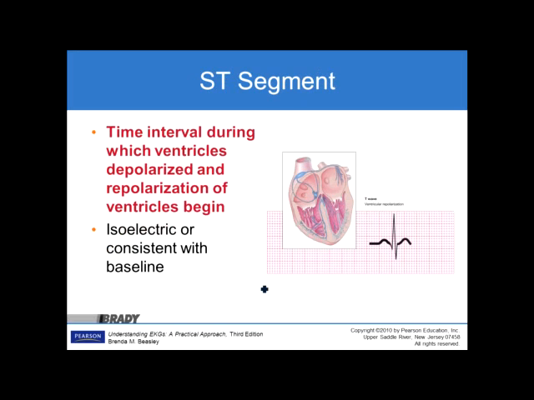ST segment, a time interval during which ventricles depolarize and repolarization of the ventricles begins. The isoelectric line is consistent with the baseline. So everything that is not an actual waveform in this is the isoelectric line. And the ST segment is this spot right here between the S wave and the T wave. This spot here, not shown on this slide set, but we will talk about it at a later point, is called the J point, which is the spot that the S wave should have returned to the isoelectric line.